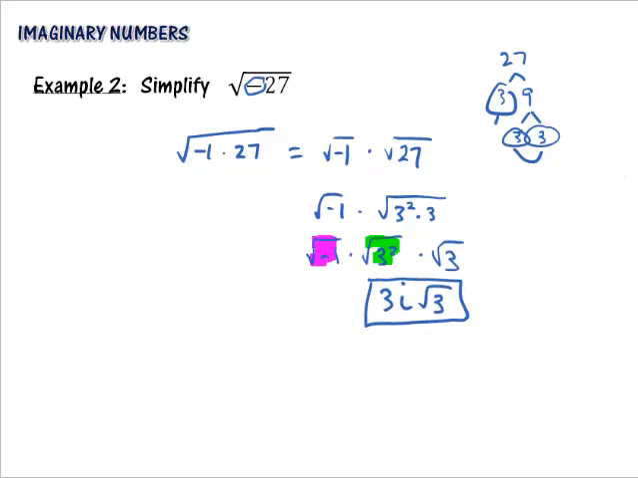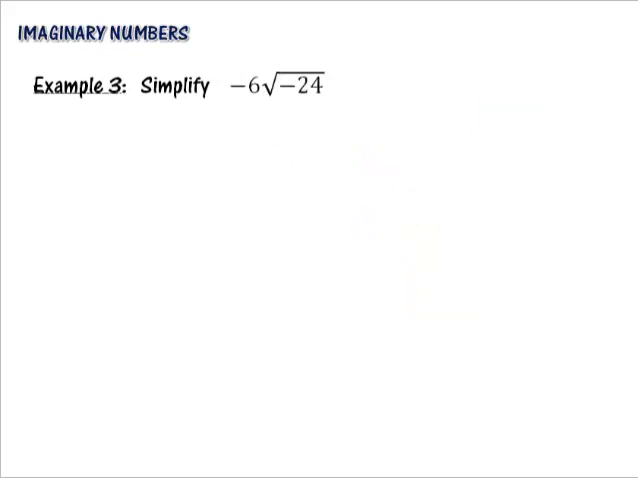Okay, we've got one more. Let's try it. This last example is negative 6 times the square root of negative 24. Whatever we get from the square root, we're going to multiply by negative 6. I want you to take a moment and try to simplify the square root of negative 24 on your own. Then we'll have negative 6 times whatever you come up with. So pause the video, do that, and then turn it back on. Okay, hopefully you got that worked out. Let's go ahead and work it out.